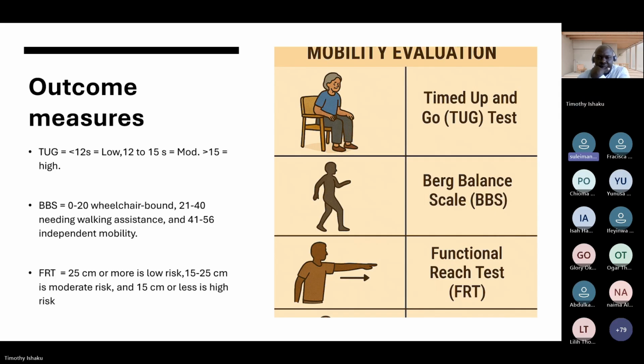Well, though there's difference in literature. Okay, what do you mean by that? A person scoring between 0 to 20 means poor balance.